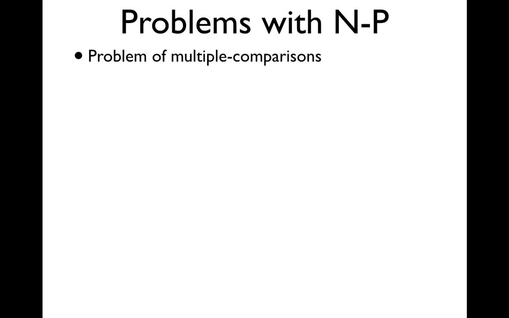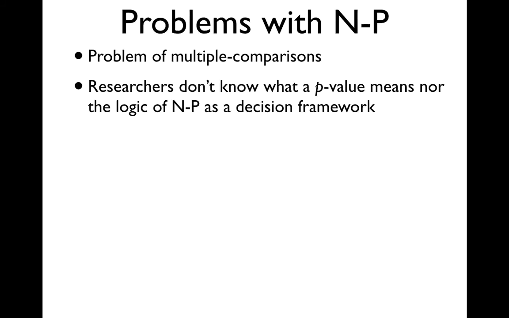So multiple comparisons is a big thing when you get into more multivariate data scenarios. And there are methods, again, to try to correct for multiple comparisons, but it's a problem that you then have to deal with traditional methods. And finally, researchers just don't know what a p-value means.